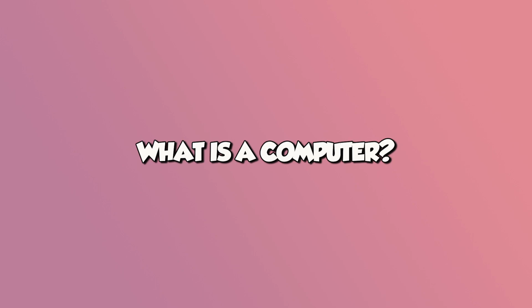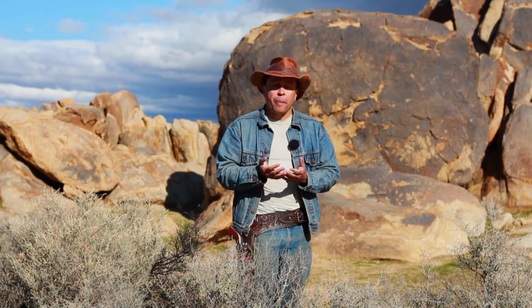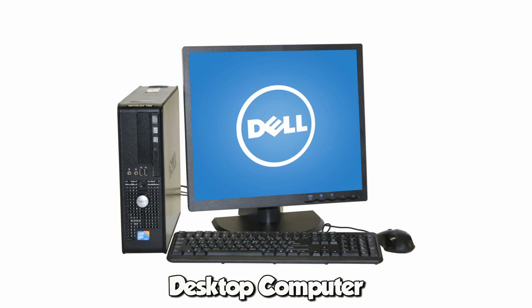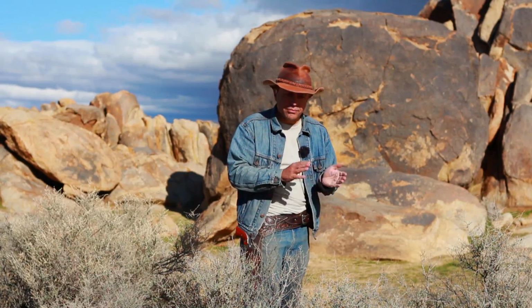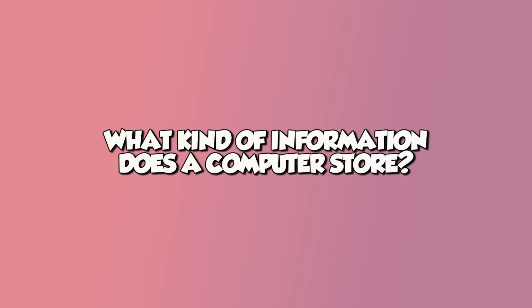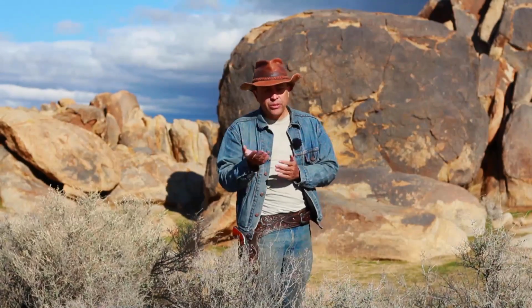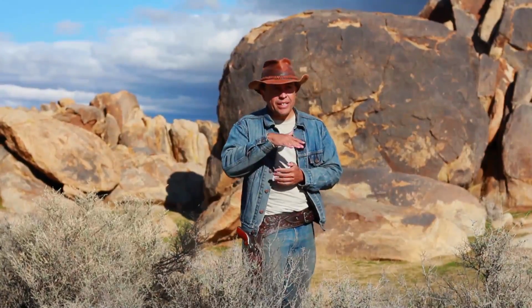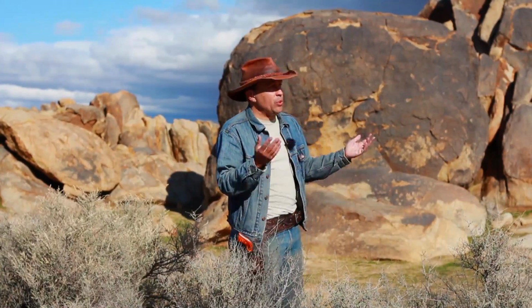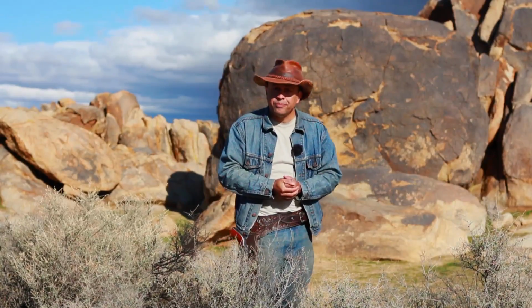What is a computer? By the most basic definition, a computer is a machine which allows you to electronically save, retrieve, and create information. That's it. It's pretty simple. What kind of information does a computer store? Well, computers can store and modify a vast array of information, from typed documents to photographs to audio and video.